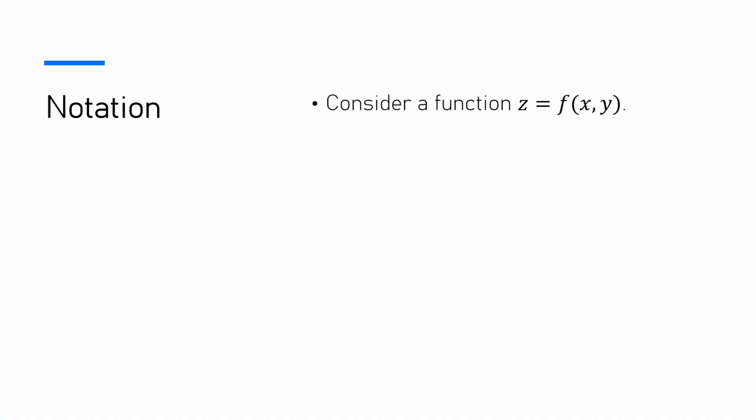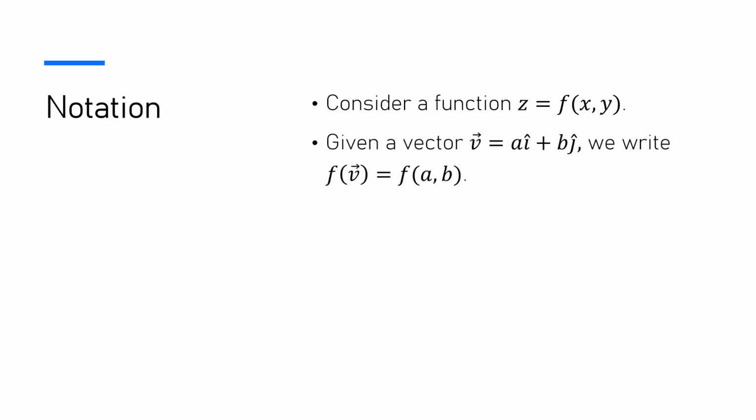So a little notation here to get us started. Let's consider a function of two variables, z equals f of x, y. And we're going to want to start working with vectors with our functions now. So this is going to inspire some notation. If I have a vector, which is ai plus bj, we're going to write f of v. That just denotes we're going to take the x value to be the coefficient of i and the y value to be the coefficient of j. So f of v is just f of a, b. This shortens the writing a little bit, and it's going to make some of the notation a little bit easier for us.